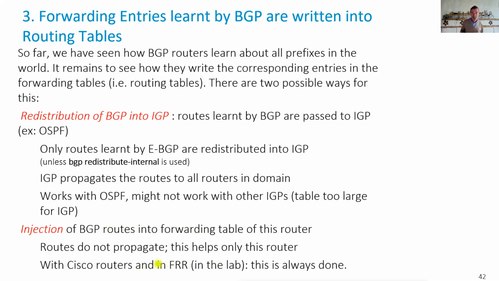In all routers we've seen this is done systematically. So although this is historical, the normal thing to do would be this, but historically IGPs were not OSPF, they were not able to have large routing tables, therefore they could not do the redistribution, and therefore they did only injection.